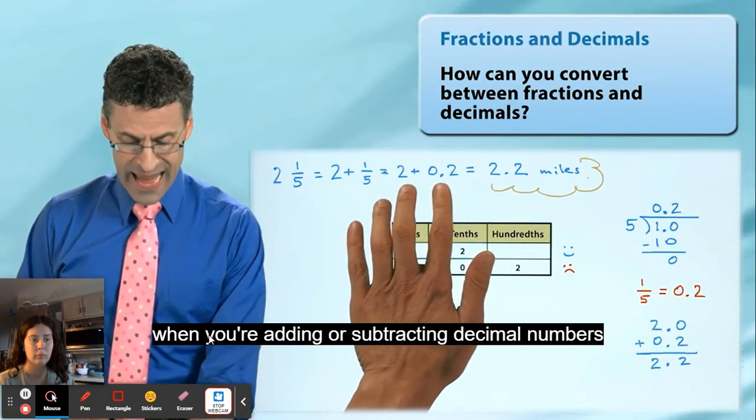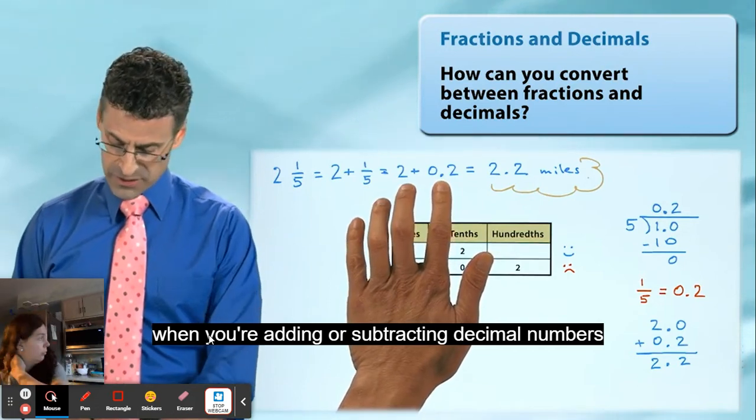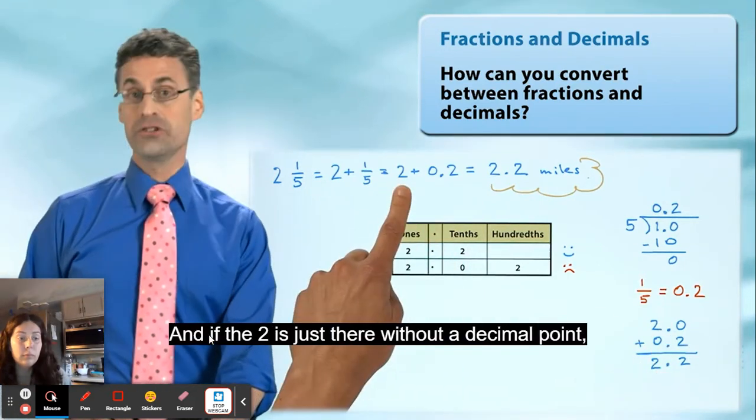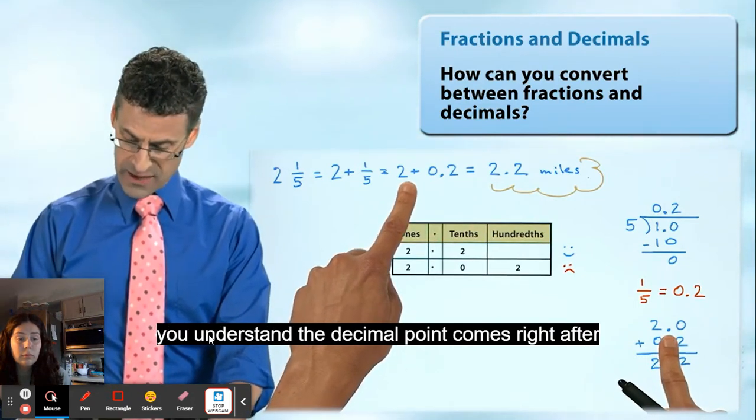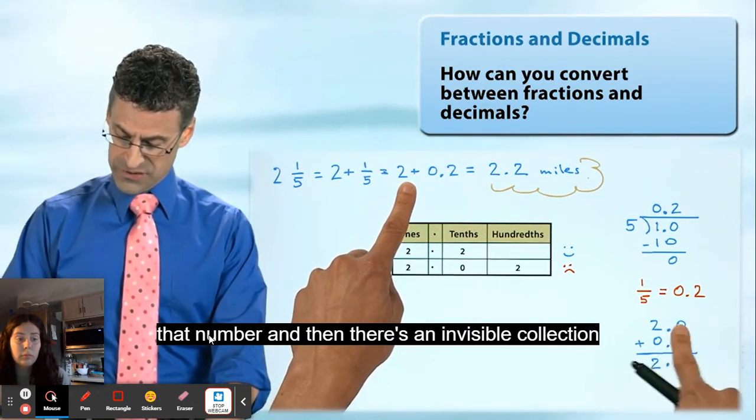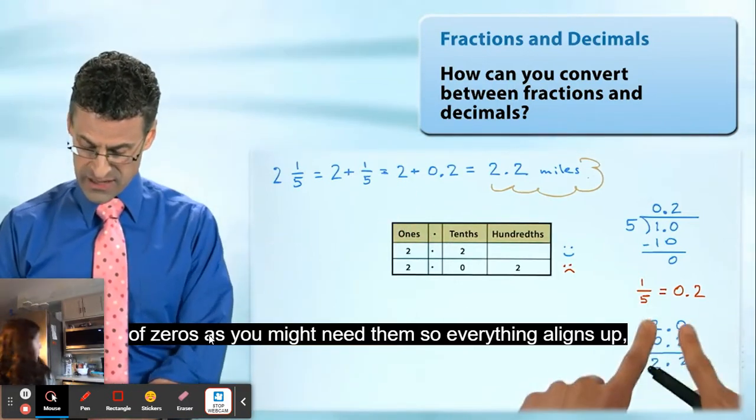So we have to make sure that when you're adding or subtracting decimal numbers that you line up the decimal. And if the 2 is just there without a decimal point, you understand the decimal point comes right after that number, and then there's an invisible collection of zeros as you might need them, so everything aligns up, and then you're good to go.